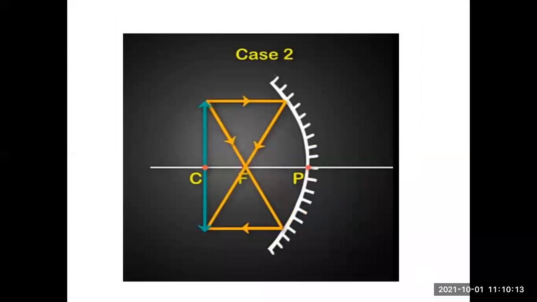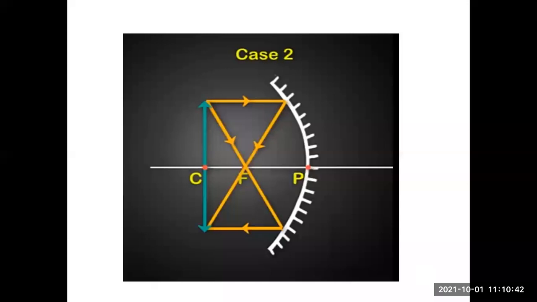You can see this is case 2. Now you can identify which one would be the object and which one is the image. The arrow headed upward is the object, and the arrow headed downwards, the blue line, is the image.